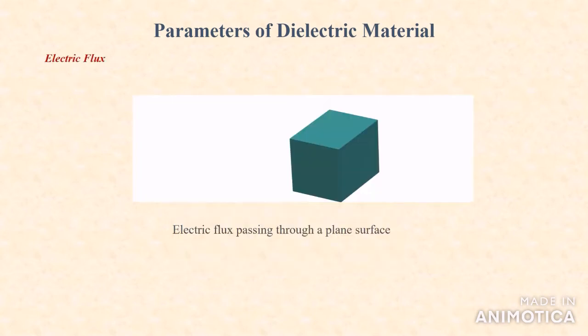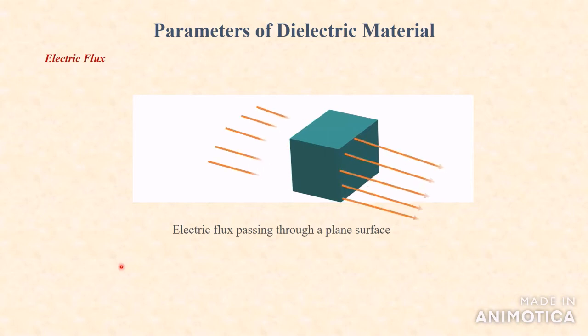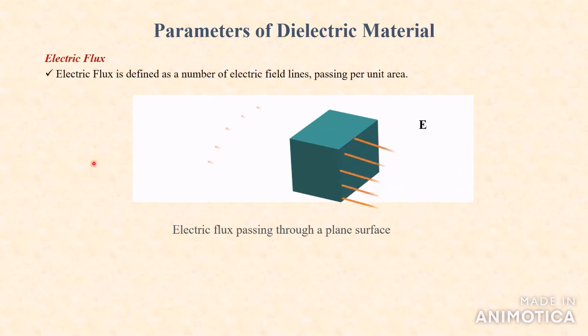Now, electric flux. Electric flux is nothing but the electric field lines passing through any plane surface. Here we can see a plane surface. The number of lines entering the surface will leave the surface. These are the electric flux lines per unit area, and that is defined as the electric flux. Electric flux is represented by psi.